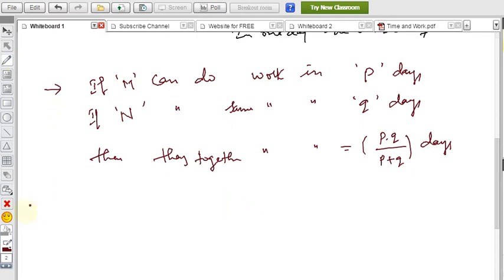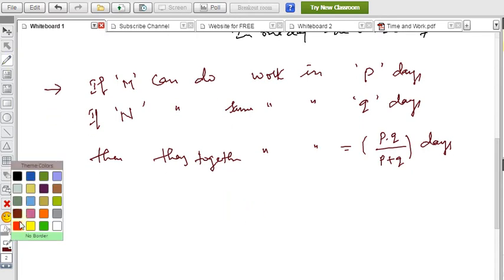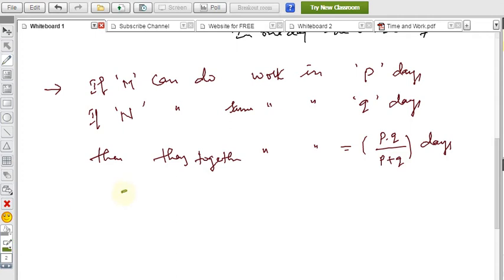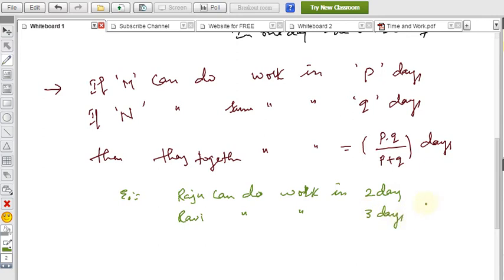Let us take one example. For example, Raju can do a piece of work in 2 days. Ravi can do the same work in 3 days. So individually they can do it in 2 and 3 days separately, right?